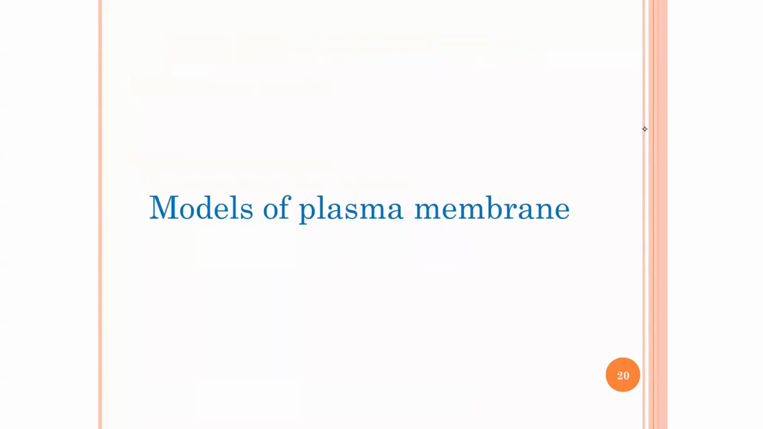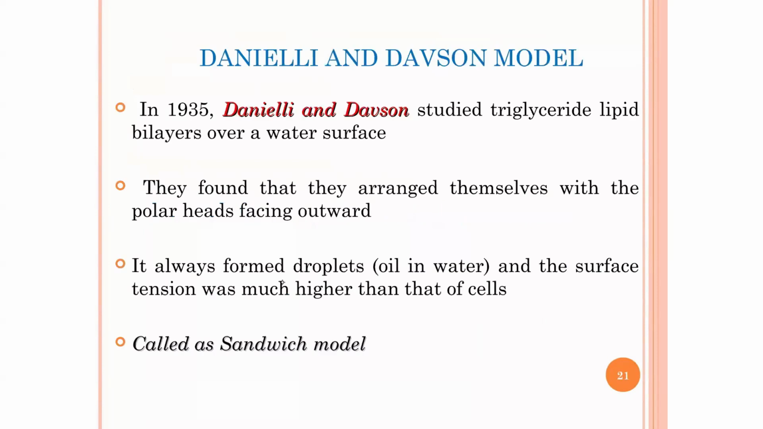So now the next thing that we are going to look at is the models of the plasma membrane. The first scientist that came up with a model of the plasma membrane is Daniel E. and Dobson in the year 1835. They studied triacyl lipid bilayers over a water surface. They found that they arrange themselves with the polar heads facing outward. So it means that the lipid bilayer structure of the lipids was discovered by Daniel E. and Dobson.